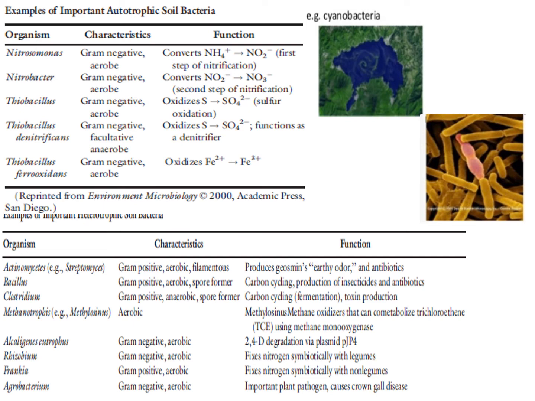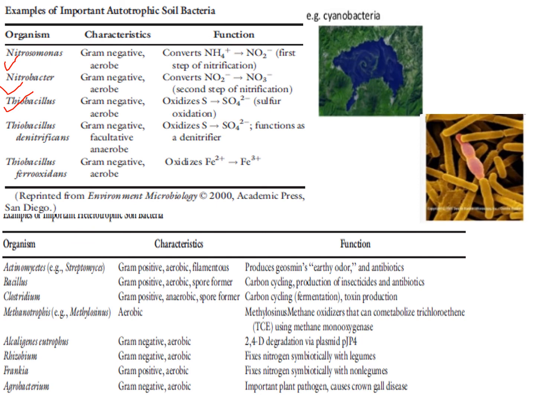Third autotrophic bacteria is Thiobacillus. First example of autotrophic bacteria is Nitrosomonas, second is Nitrobacter, third is Thiobacillus. Thiobacillus is a gram-negative aerobe. It oxidizes sulfur into SO4 2-, that is the sulfur oxidation process. And another bacteria is Thiobacillus denitrificans, a gram-negative facultative aerobic bacteria, and it oxidizes sulfur and functions as a denitrifying bacteria. Then Thiobacillus ferrooxidans, a gram-negative aerobic bacteria, oxidizes Fe2+ to Fe3+.